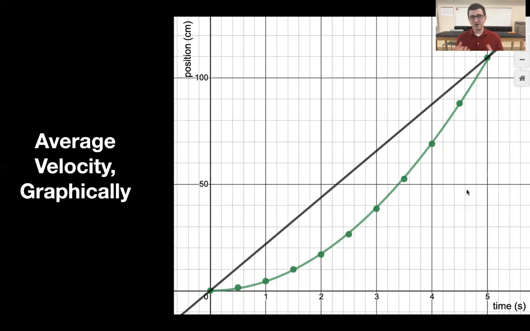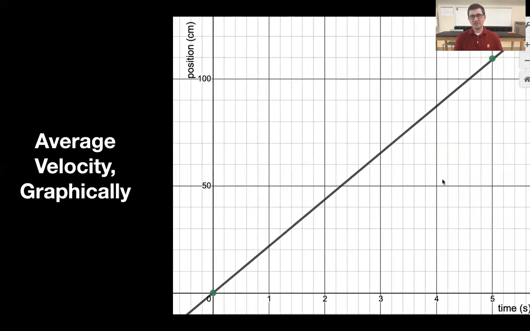But which flavor of velocity, instantaneous or average, do I get when I find the slope between 0 seconds and 5 seconds? You can think about it like this. Basically, that's the equivalent of saying, well, the only two pieces of information I know is where the object started and where the object ended. And I know that it took the object 5 seconds to go from point A to point B.